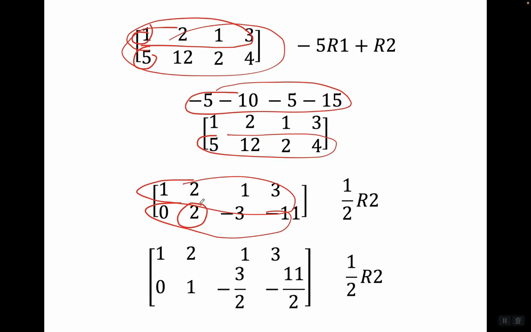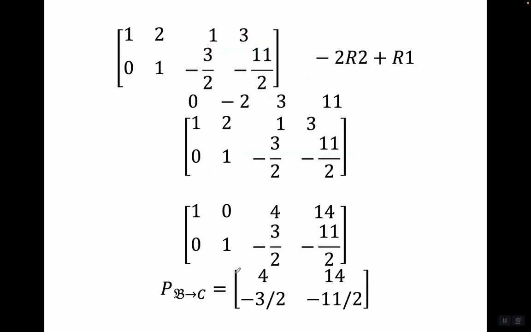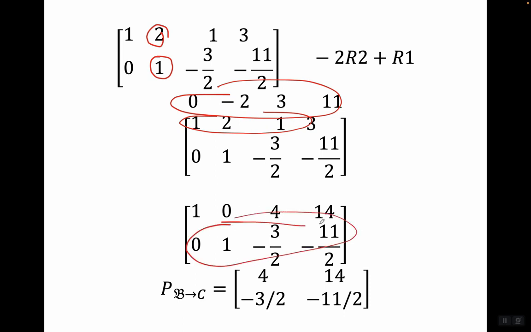We want that to be a 1, so we multiply row 2 by a half. The first row stays the same. The second row is 0, 1, negative 3 halves, negative 11 halves. Okay, that's all right. Now let's multiply row 2 by negative 2 and add it to row 1. We're going to use this 1 to kill off this 2. So here's what negative 2 times row 2 looks like: 0, negative 2, 3, 11. Let's add that to row 1. The bottom row is still going to be the same. The top row then becomes 1, 0, 4, 14.